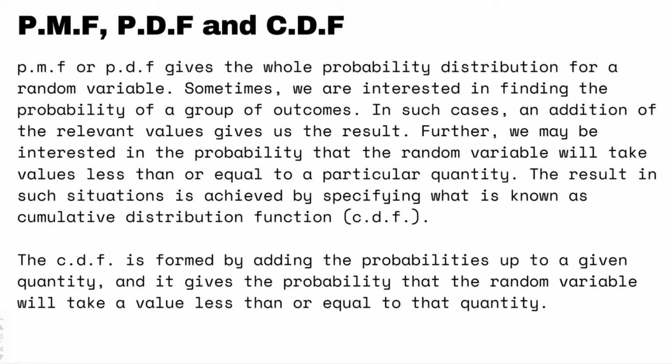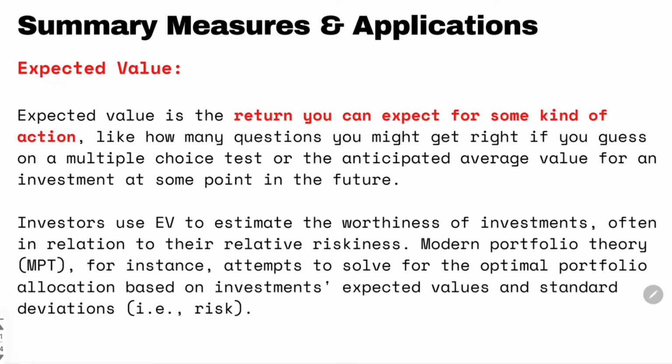In that case, this is where we talk about the cumulative distribution function, and what we do is add up the probabilities up to that given quantity, and it gives us the cumulative distribution function. Now we have our probability distribution function, and we need to infer. We are doing all this to get business insights and make decisions, so it is not enough to just get the distribution function. We need to summarize it and apply it.